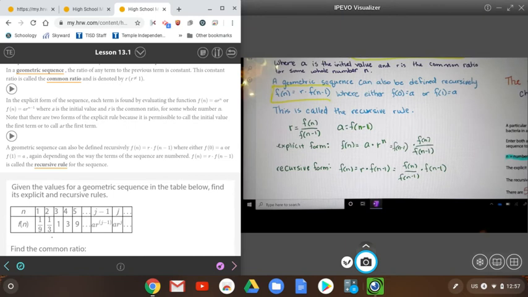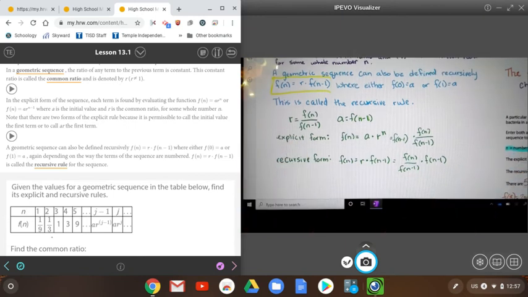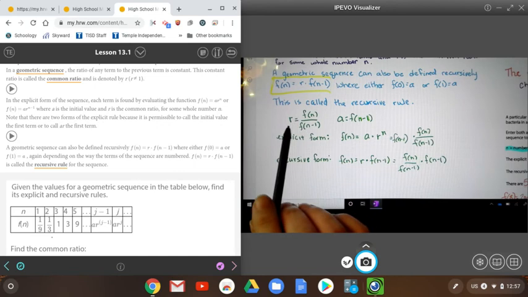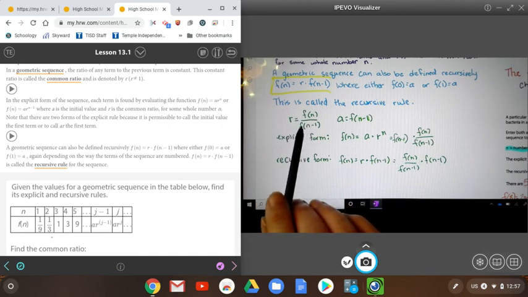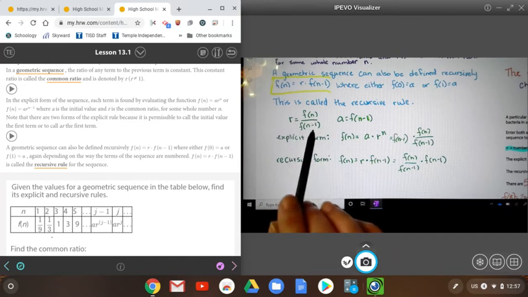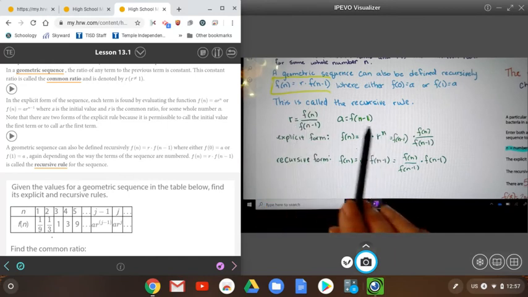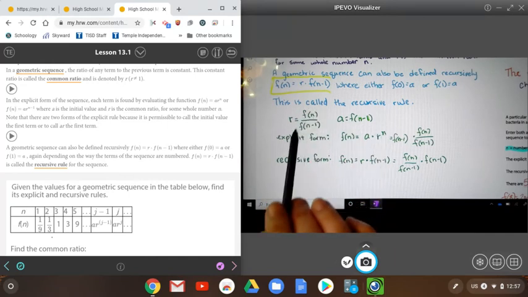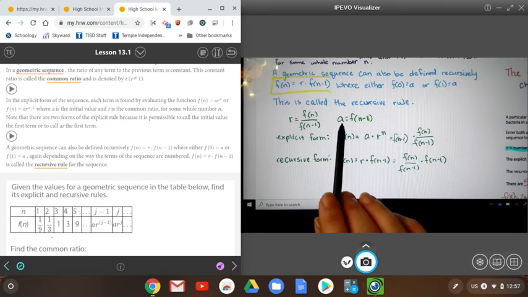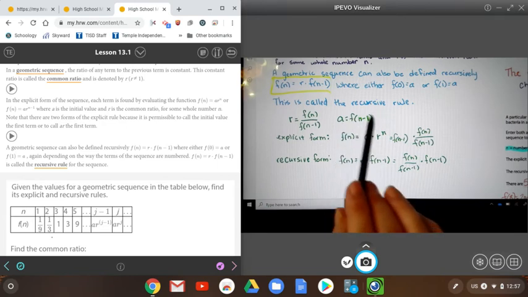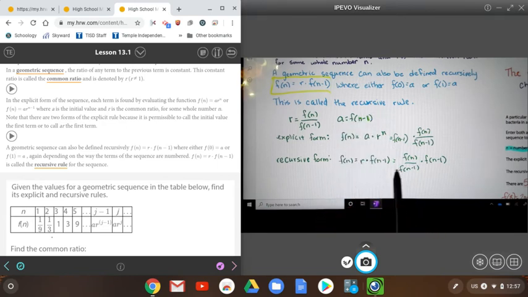So here is a little bit of further explanation. r is equal to f of n over f of n minus 1. So your first term is on the bottom, your second term would go on the top, the y values of each of those, and then f of a is the initial term. And then the explicit form would be a times r to the n. So again, pulling those in, if you wanted to see what would be actually pulled in.